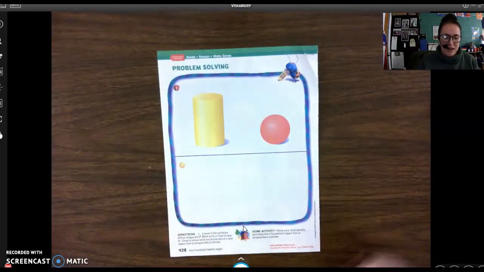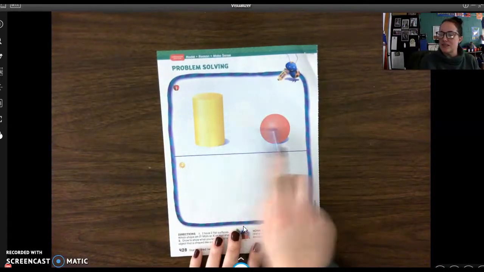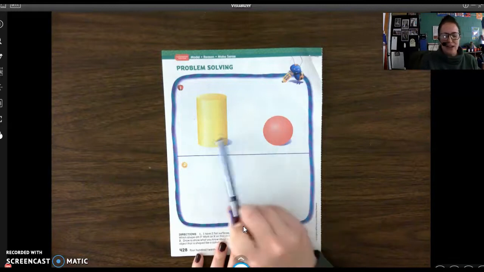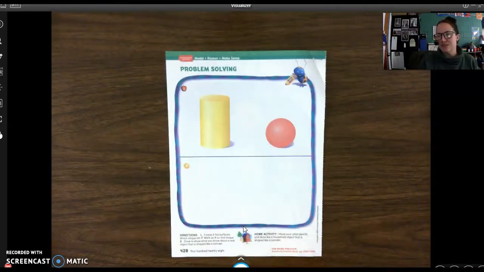I'm going to describe a shape, and I want you to look at these 2 at the top by the red apple, and I want you to mark an X on the shape you think I'm describing. I have 2 flat surfaces. Which shape am I? Which one of these shapes has 2 flat surfaces? Mark an X on it.